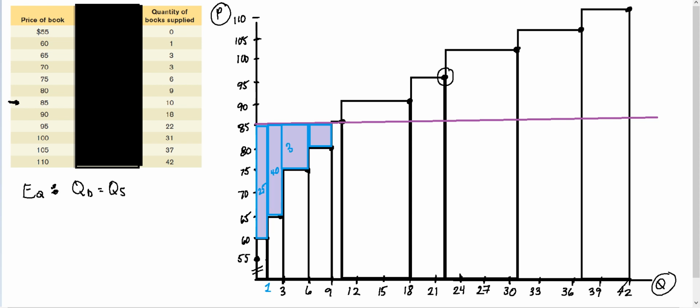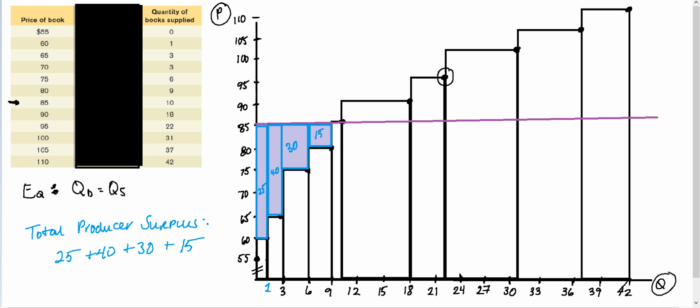So now to get the total producer surplus, I just have to add those areas together. So I have 25 plus 40 plus 30 plus 15, which gives me 110 as the total producer surplus.